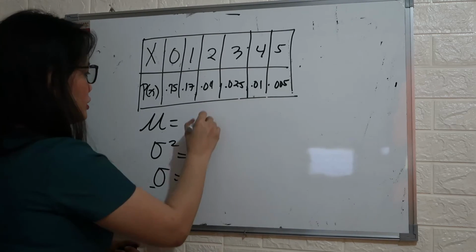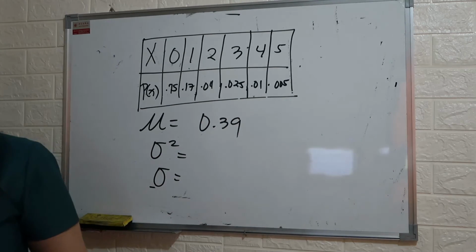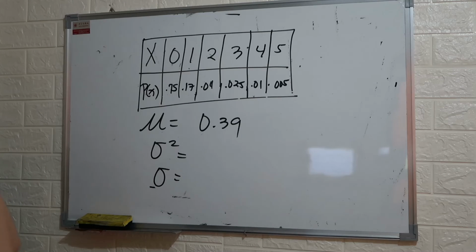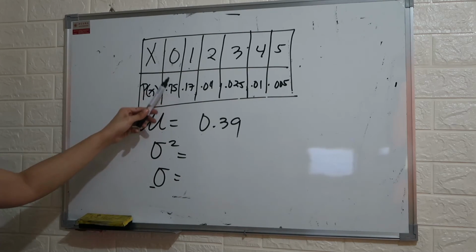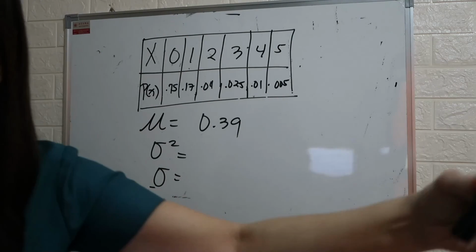0.39. Next, what about the variance? How do we solve for the variance? Square and then multiply, and then you add, and then subtract it from the square of your mean.